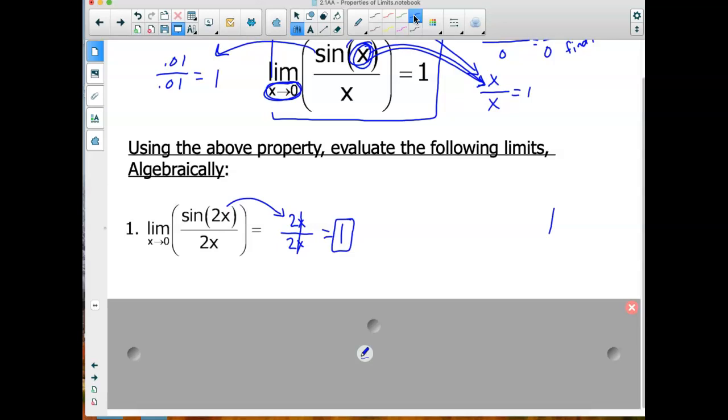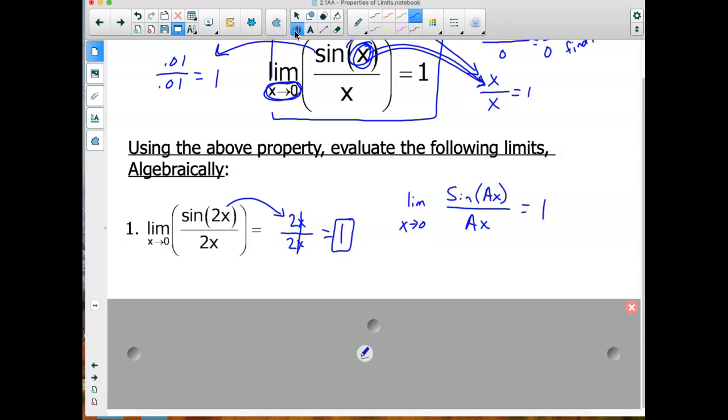Can we generalize this? I think we can. I have full confidence that we can generalize this. I'm saying, what is the limit as x approaches 0 of sine ax over ax? What do you think that's going to be?